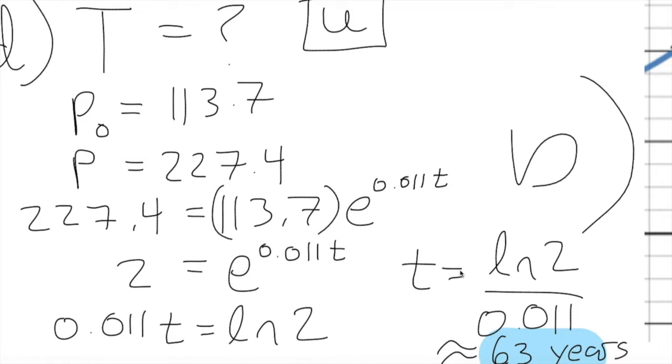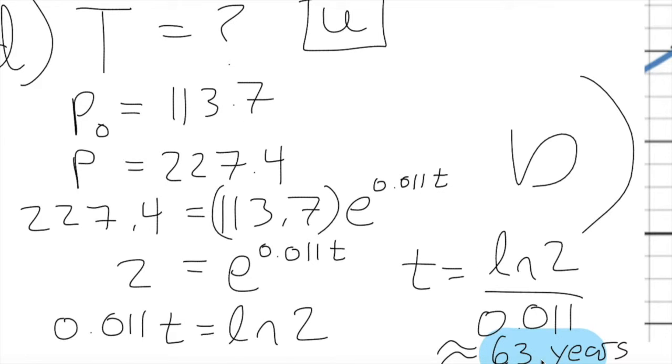And actually, like I said before, nowhere in your calculations do you type into your calculator 113.7 or 227.4. What you type in is the fact that it gets doubled, and so 113.7 has absolutely no bearing on how long it takes to double.